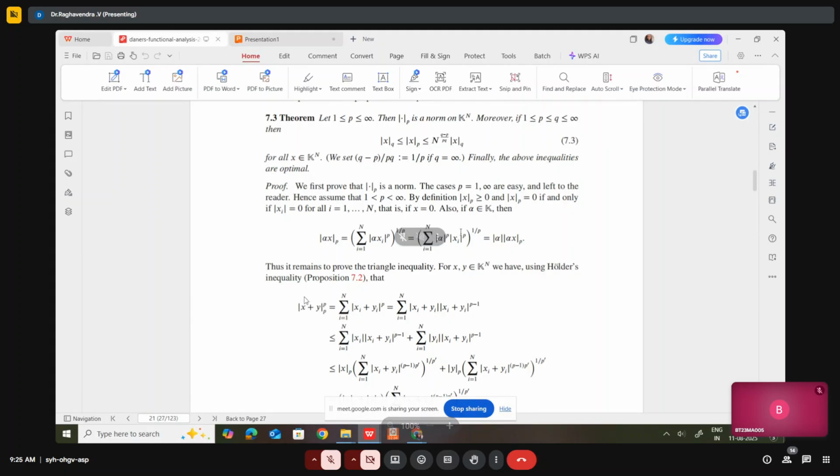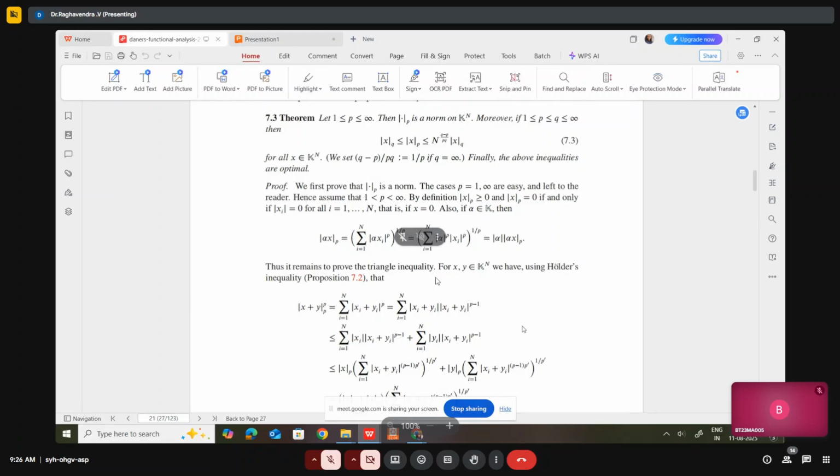Do you understand the last step? This |alpha| raised to p is a constant. It's independent of i, so it comes out of the summation sign. So |alpha| raised to p, raised to 1 over p will be |alpha|. And what remains is summation i equal to 1 to n of |xi| raised to p. There's a typo here: it should be |alpha| into norm x raised to p. It's a small typo, don't worry.